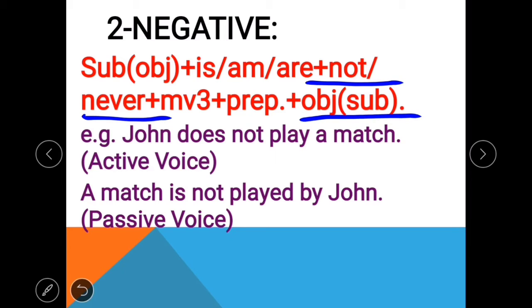Example is John does not play a match. This is an active voice. Passive voice is a match is not played by John.